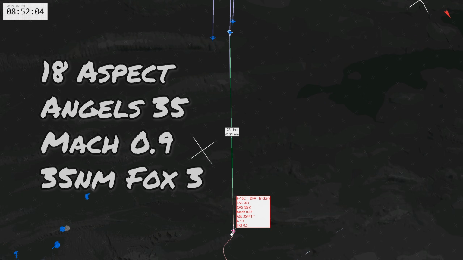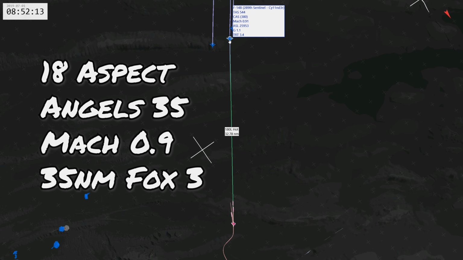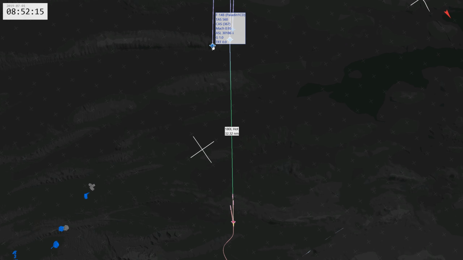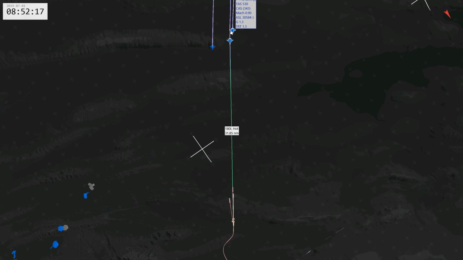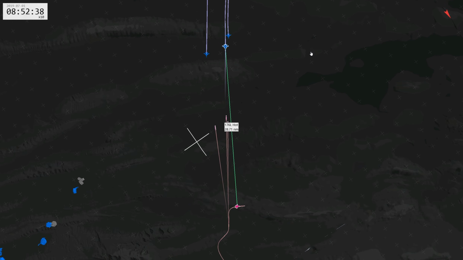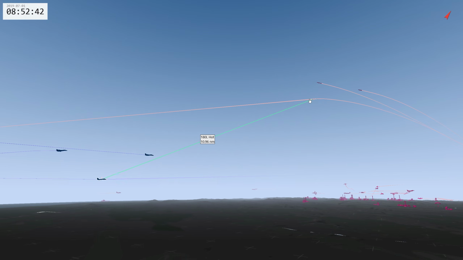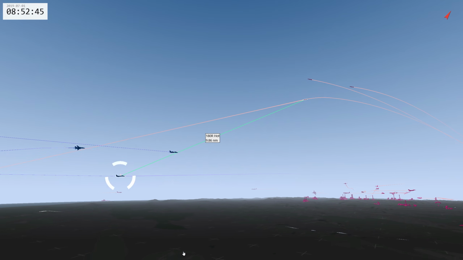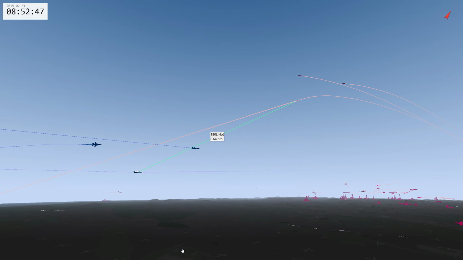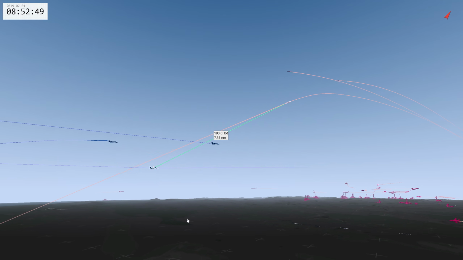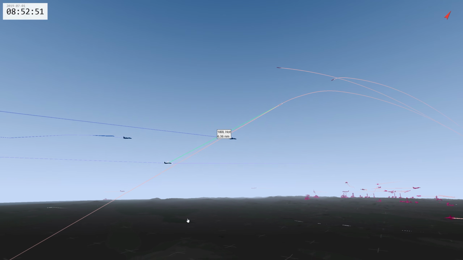Alright, so it's time to provide a real-world experience. On the 104 server, here I am, a 1.8 aspect. I'm at Angels 35, Mach 0.9, and I'm 35 nautical miles away. There's 3 Tomcats coming at me, Angels 30 and 26 respectively, and I foxed 3 AMRAAMs at them. 2 of them are tracking, 1 of them was not tracking. So this is a real-world scenario. This was on the 104th server, so there is some server desync at the moment, so please don't mind that. That is on the latest open beta.